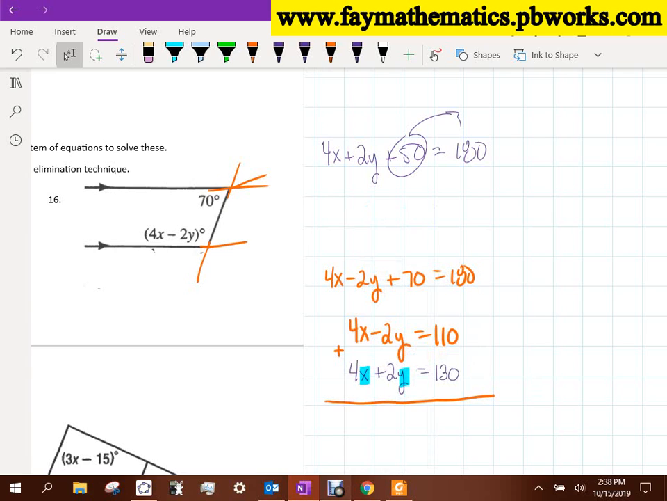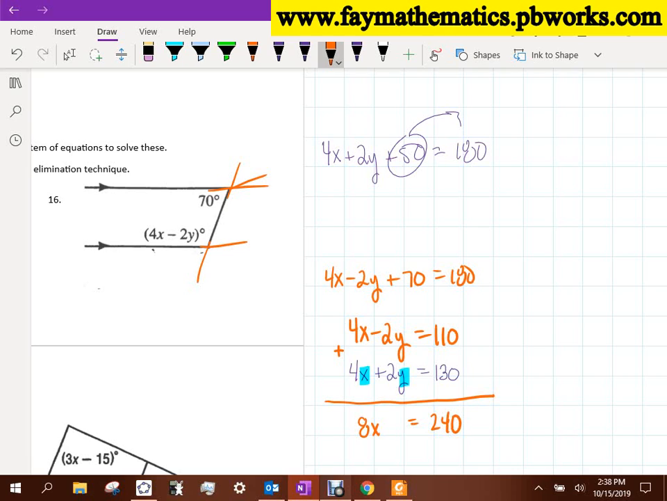Okay? And the hope is that when I add them together, either my y's or my x's are additive inverses, meaning that they're going to cancel each other out, right? They're going to add up to 0. So does that happen here? Do my y's cancel out? I get 0y here, right? That's a nice thing. So I get 8x is equal to, add those together, I get 240.